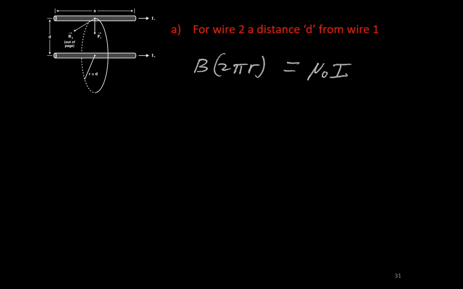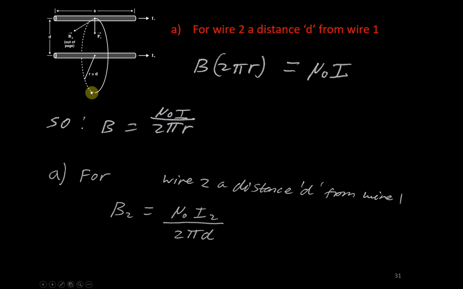So B times 2 pi r is mu 0 I, of course. This is from Ampere's law. So our magnetic field is mu 0 I over 2 pi r. The reason it's 2 pi r is because this is a circular field that's generated by each of these wires. So for wire 2, a distance d from wire 1, it is just mu 0 I2 over 2 pi d.